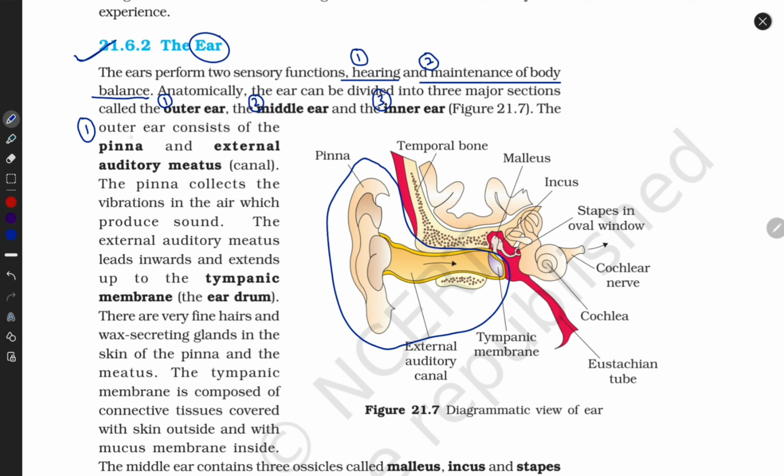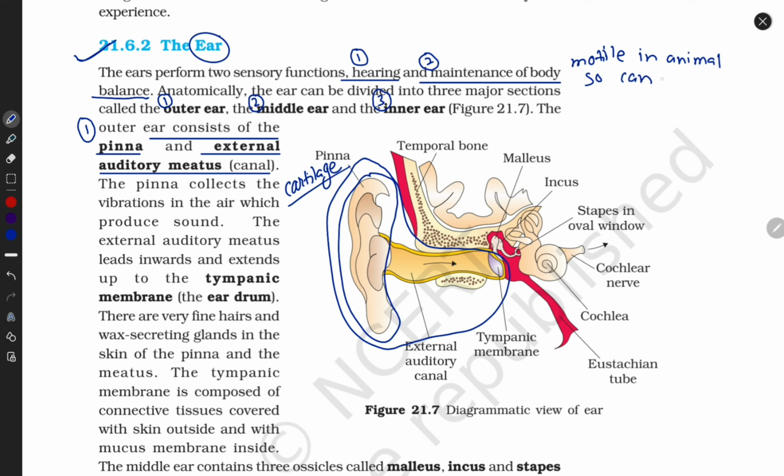Let's start. The outer ear consists of the pinna and the external auditory canal. Look here. This is the pinna. It is made up of cartilaginous tissues. They are motile in animals, not in humans. I'm writing here: they are motile in animals.